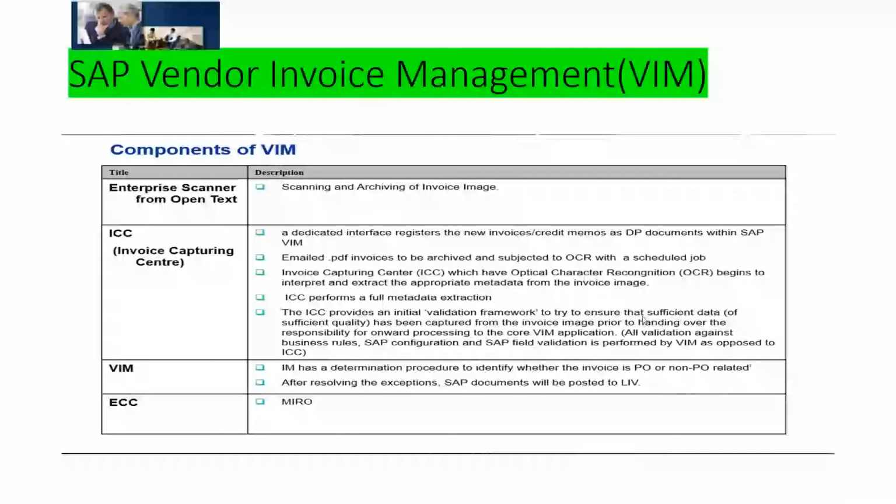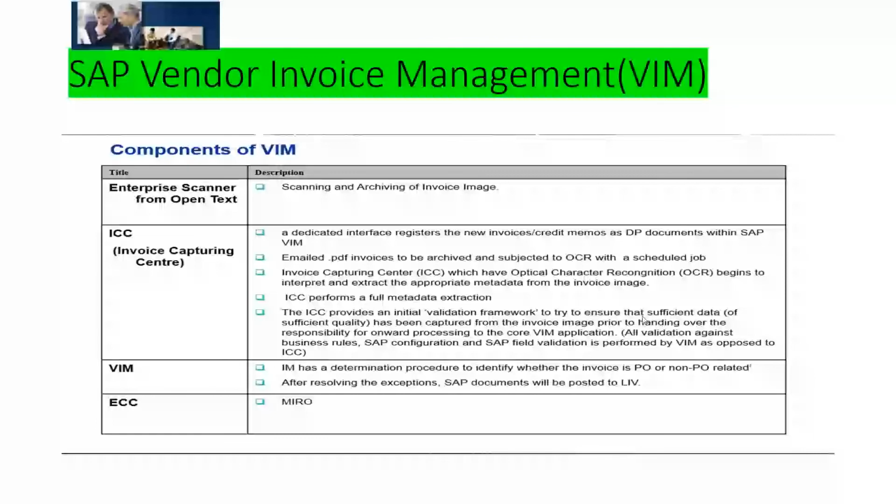The next one is the ICC, the invoice capture center. What does it say? A dedicated interface registers the new invoices and credit memos as DP documents within SAP and VIM. It is actually an interface which is linked with VIM. Whatever debit memo, credit memo, or invoice we are getting, it will capture and detect all the data.